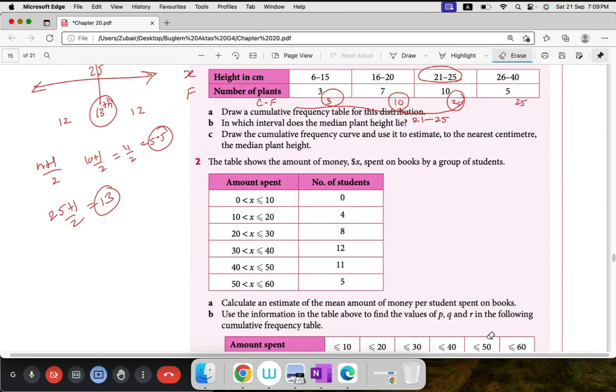Okay. Third part says draw the cumulative frequency curve and use it to estimate, to the nearest centimeter, the median plant height. These would obviously be different from the table because that is 21 to 25, and from the curve we would get the exact value.